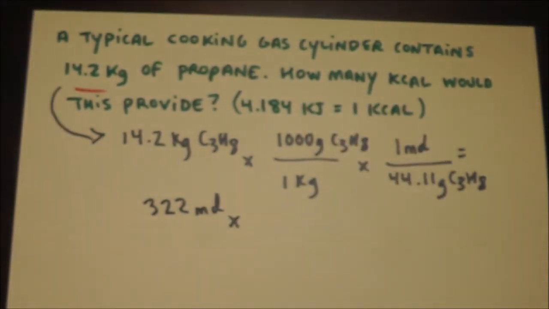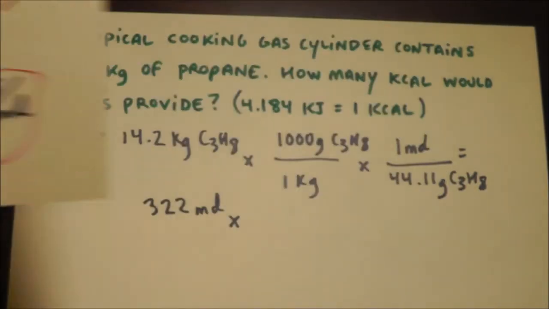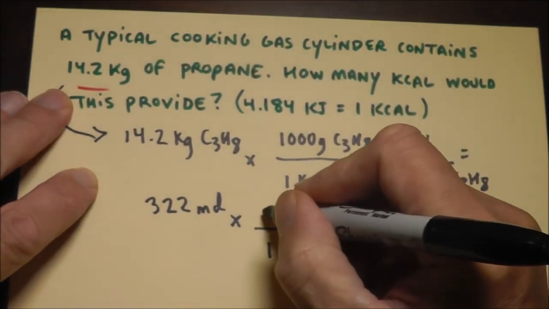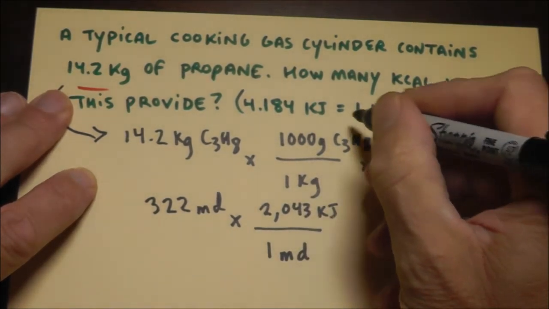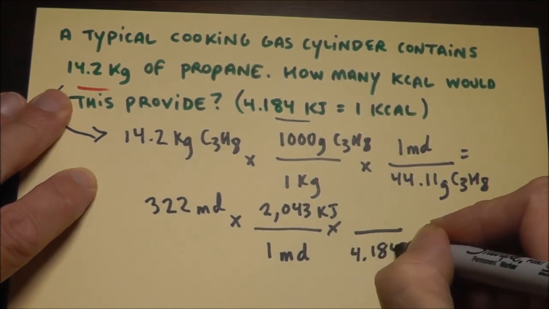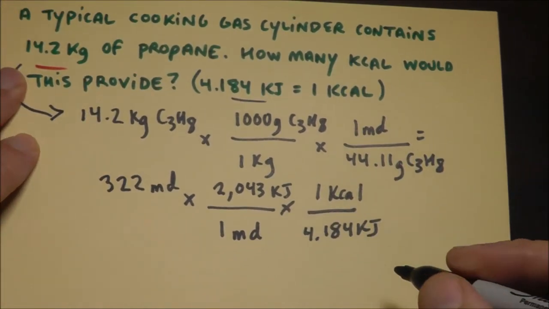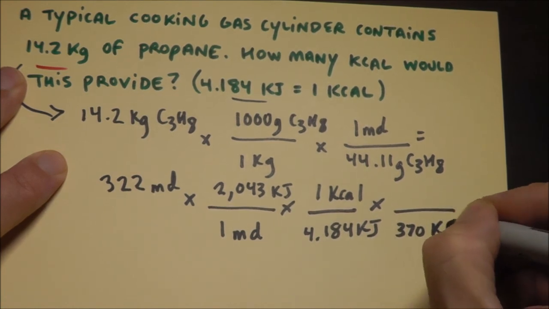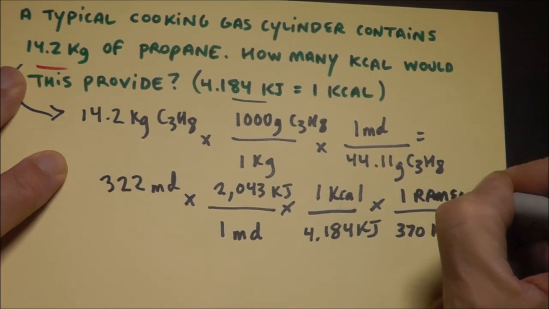From our previously completed calculation, 2,043 kilojoules. We want food calories, 4.184 kilojoules, 1 kilocalorie. Hey, let's even go further. 370 kilocalories, 1 package of ramen noodles.